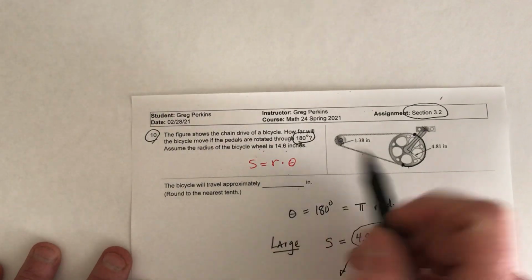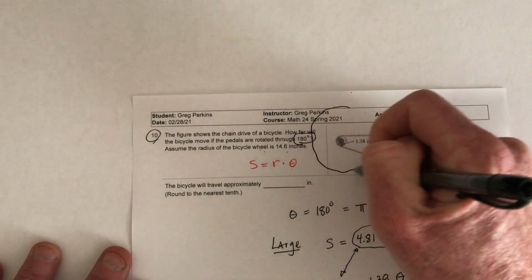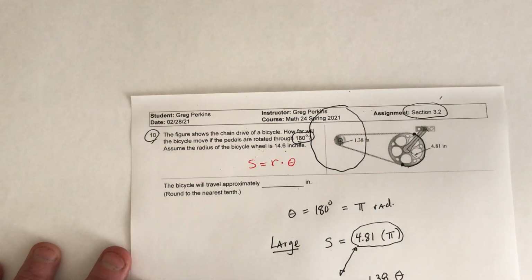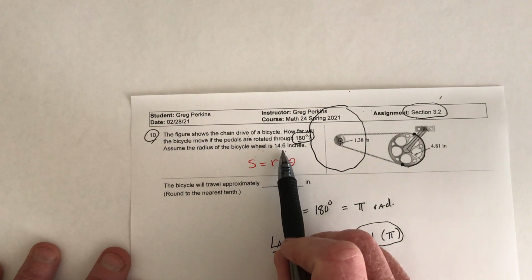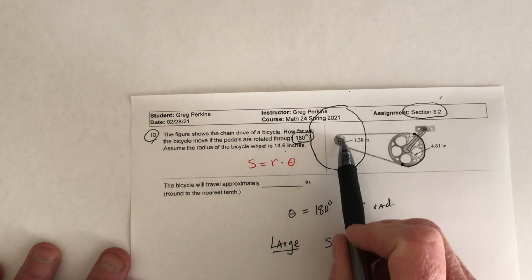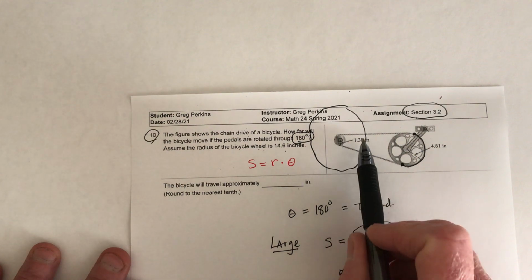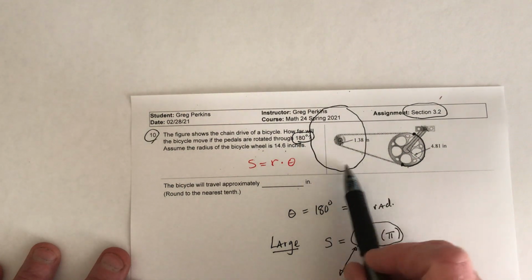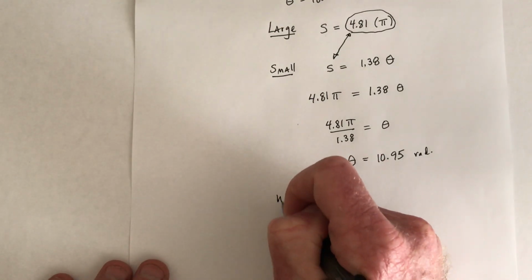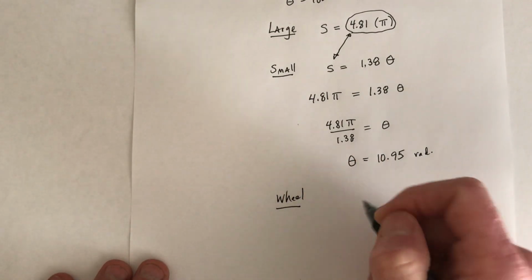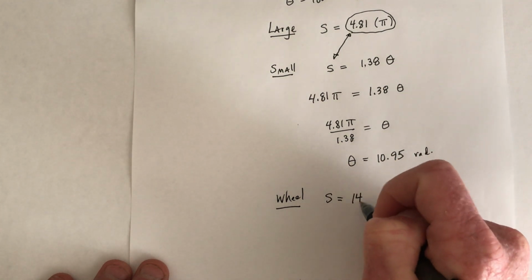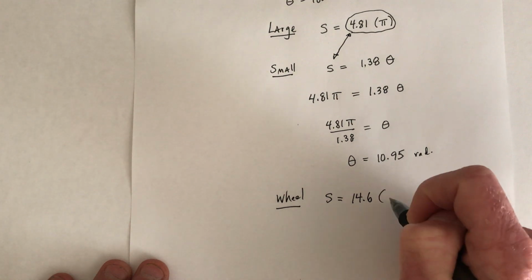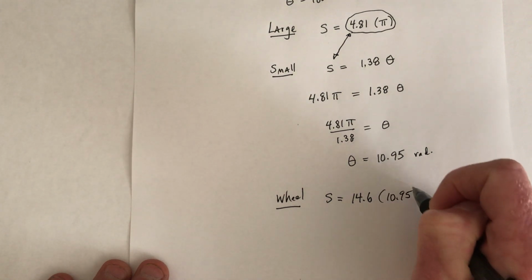Now the bicycle wheel, so they didn't draw it, but the bicycle wheel would be connected to the rear cog like this. And it has a radius of 14.6. Well, because this small cog has an angle of 10.95 and it's connected to the rear wheel, it's going to have the same angle. So then finally for the wheel, the S is going to be R, which is 14.6, times theta, 10.95.